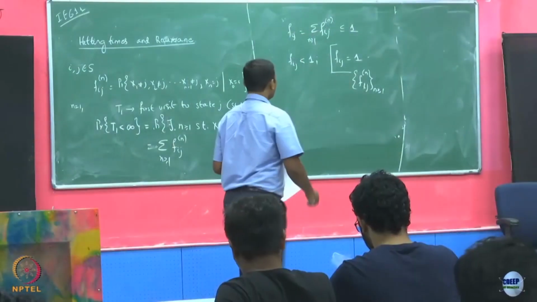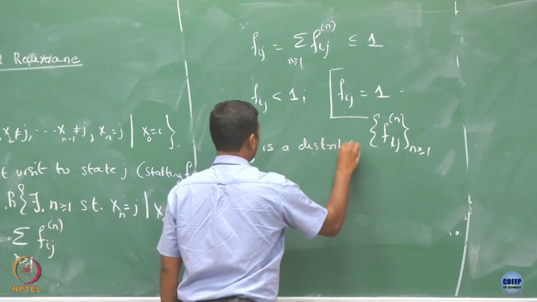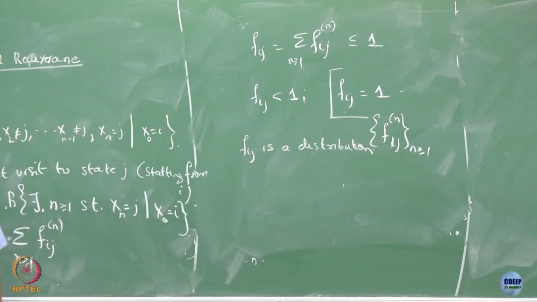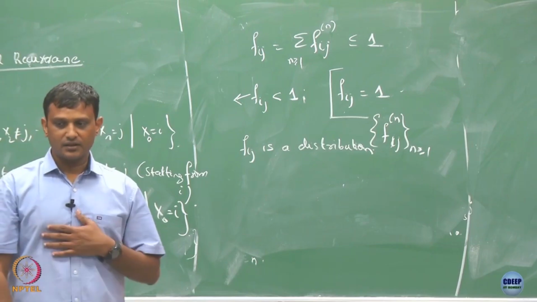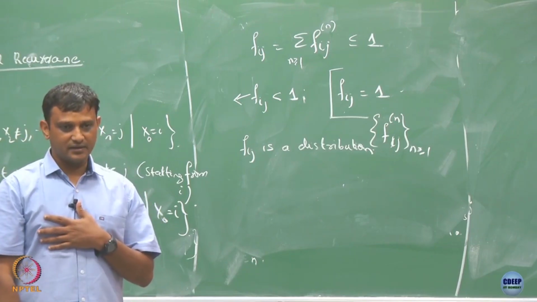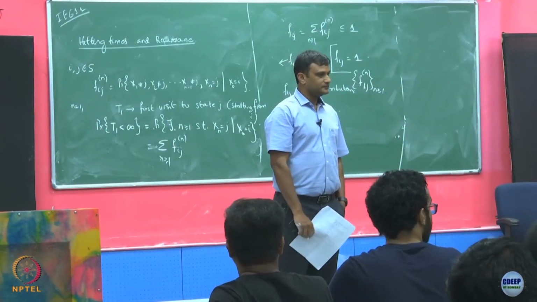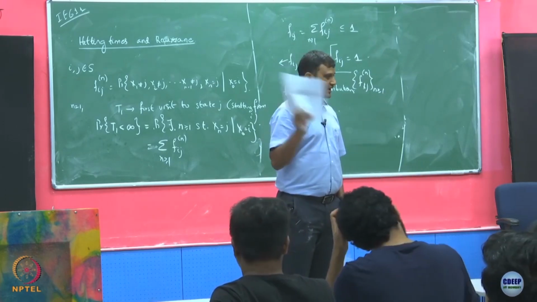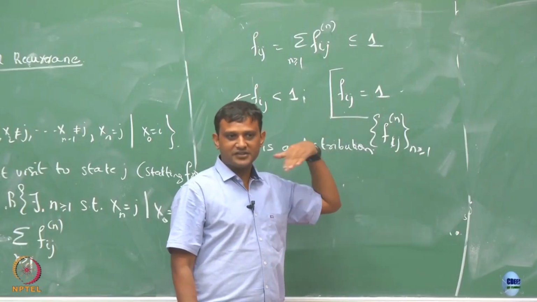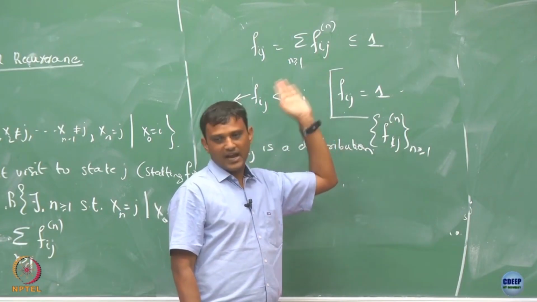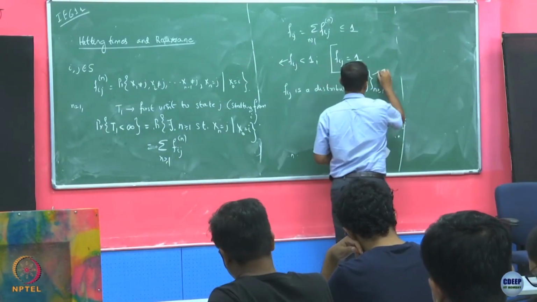Whenever Fij is a distribution, by the way, when Fij is less than 1, we are going to say that state j is transient starting from i. What does transient mean? It means it is possible that it will never come back to that state. And when Fij is equal to 1, starting from state i I will surely come back to state j, after some time, whatever time it is going to take.